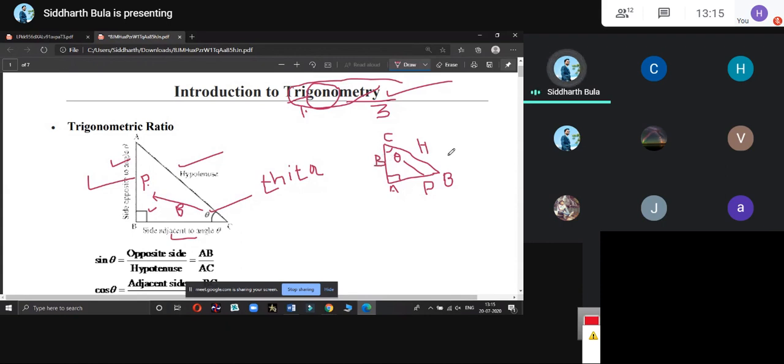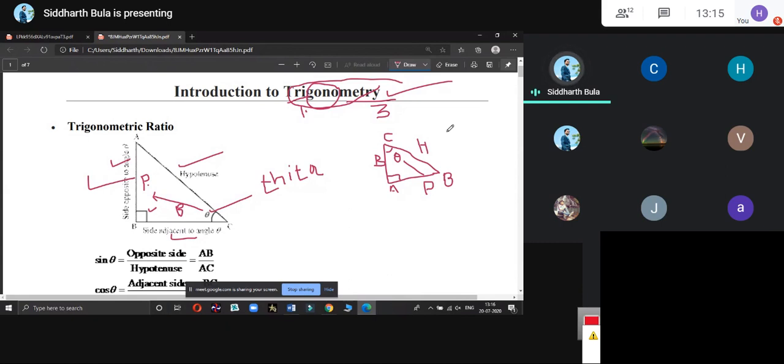Am I clear now? Which one will be perpendicular? Which one will be base? Am I clear? Yes, sir. So in a triangle, out of three sides, one is already fixed, which is the hypotenuse, the longest side. That leaves us with two. Now out of these two, one is perpendicular, one is base.